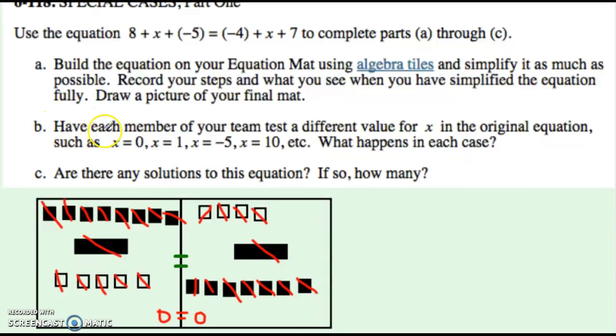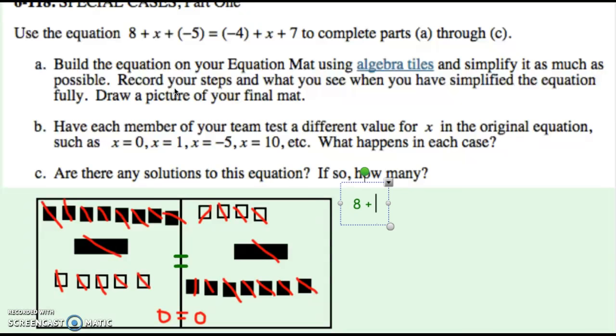So that'll take me to B. Have each member of your team test a different value for x in the original equation, such as x equals 0, x equals 1, x equals -5, and x equals 10, and see what happens in each case. So I'm going to do the first one with you of x equals 0, and then I would like you to do 1, -5, and 10 on your own. So I'm going to replace x with the number they give me. So they give me 0 for x.